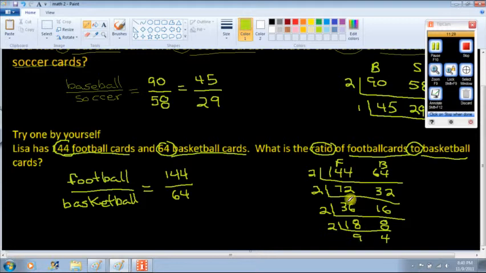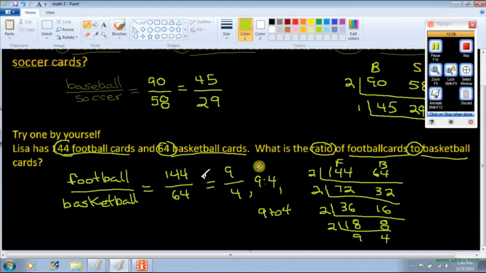So again, I match them up. 9 goes with football. Football has to go with football. So football with football, 9, and basketball with basketball, so that's going to be 4. And I'm going to write it in all 3 ways that I know to write it. So 9 to 4, 9 to 4, and 9 to 4. So for every 9 football cards he has, he will have 4 basketball cards.